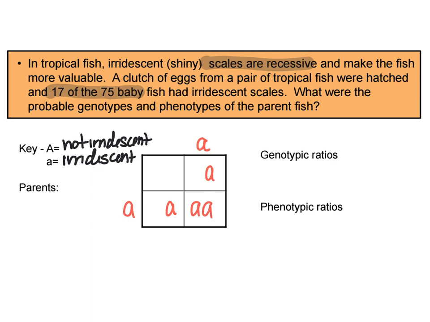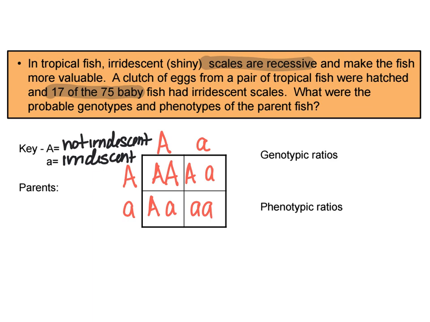Now, if 17 out of 75 have iridescent scales, that means that the rest of them are going to have non-iridescent scales. So I am going to need for each one of these boxes to have a big A in them, which means that there would be a big A here and there would be a big A here. That means that a big A would also go in this box.